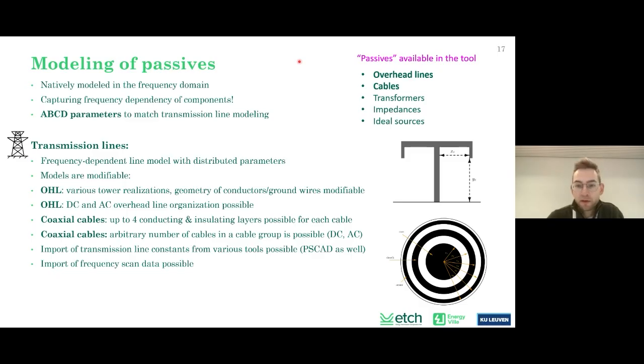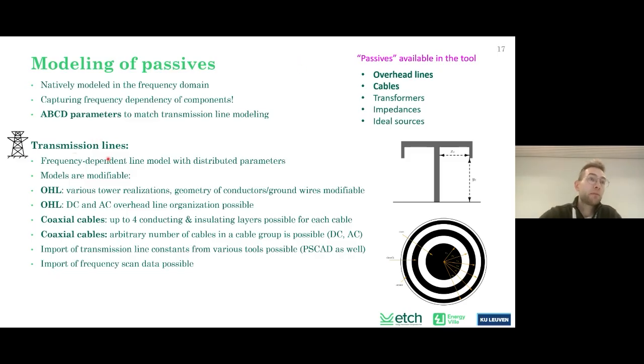And this is very important for power lines, because power lines are quite frequency dependent at higher frequencies. So the parameters change. So the resistance changes and the inductance of the power line also changes at higher frequencies. And if you want to have an accurate model of your overhead line, then you also need to capture the frequency dependency of your component.